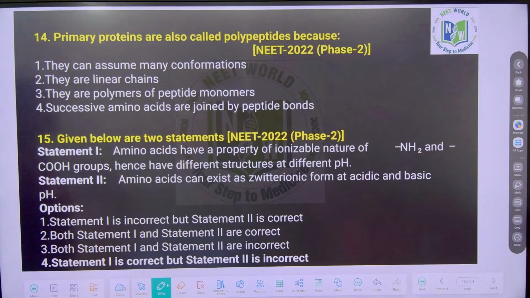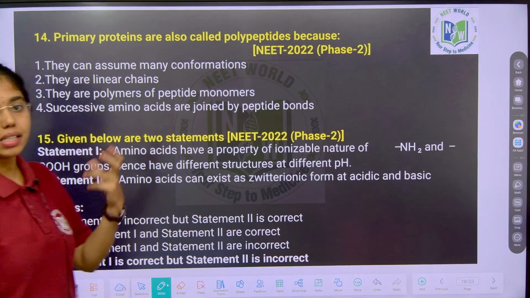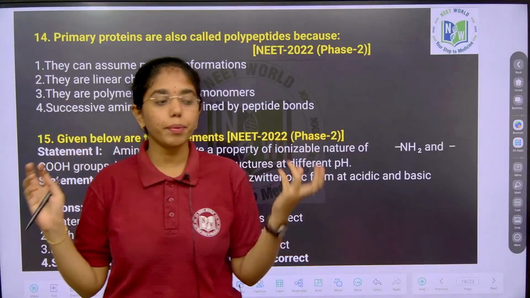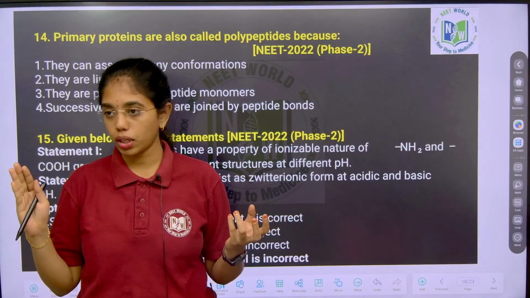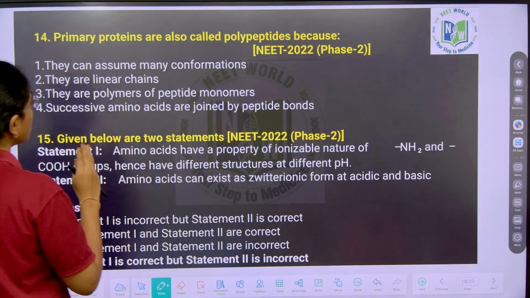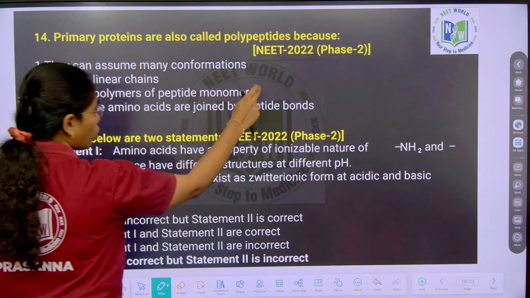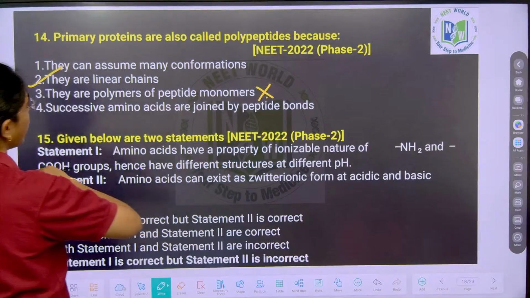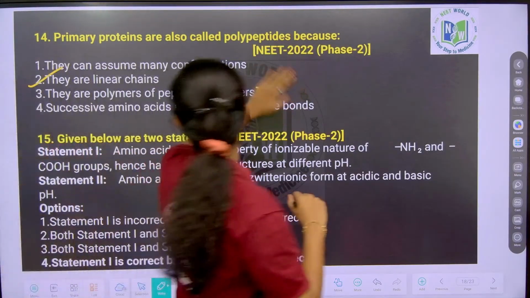Primary proteins are also called polypeptides because primary structured proteins are linear chain structures with N-terminal and C-terminal. They just have a peptide bond and give you only positional information of proteins. So here you see, they can assume any conformations. They are linear chains. They are not monomers. They are polymers of peptide monomers. Even this is correct.